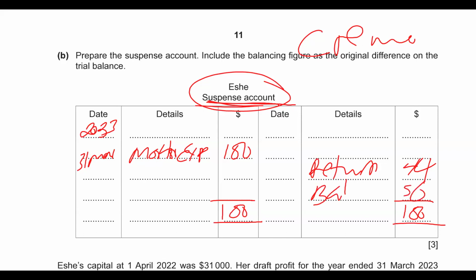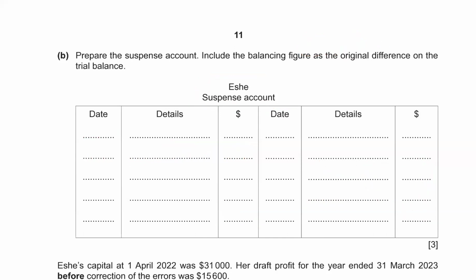Now this difference, you will not call it the balance brought down or carried down. No, you will call it the difference on the trial balance. You should write in full the difference on the trial balance. So basically, this is how you balance off the suspense account. There is nothing much that you do. It is just as simple as A, B, C, D. Any questions?